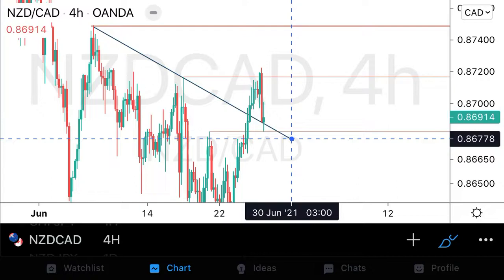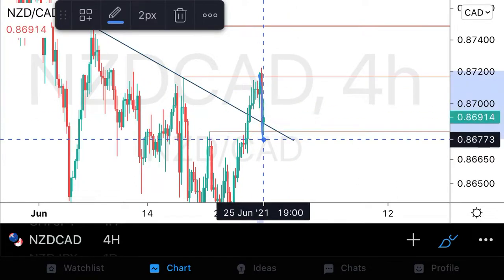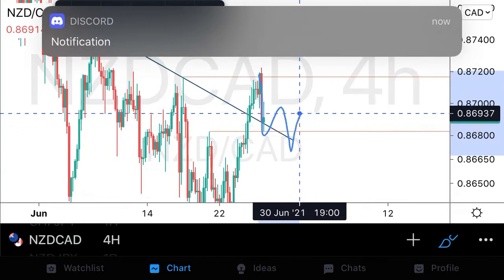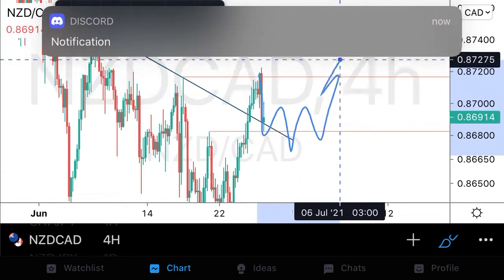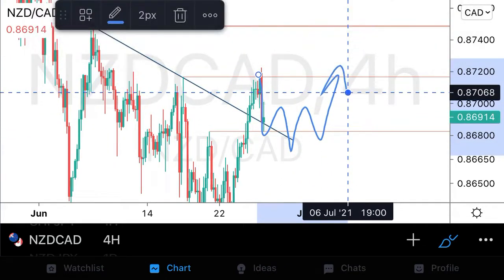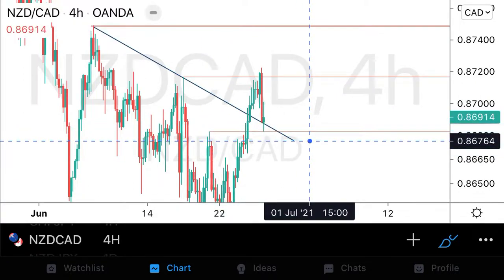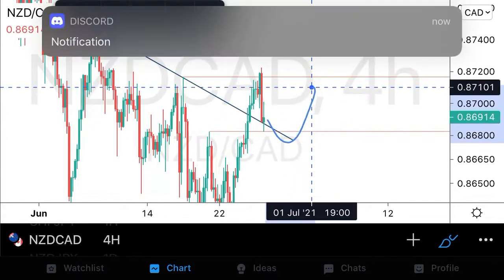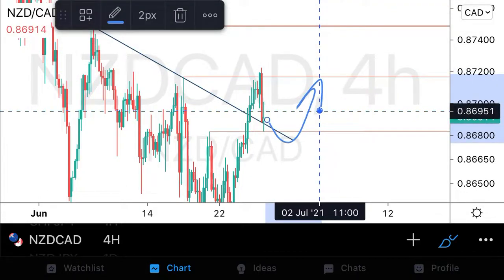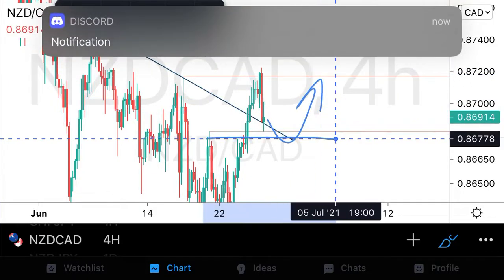First trading opportunity that we could be looking for on New Zealand dollar CAD is for us to see a reversal structure at this important swap area or important previous resistance that could function as support. So we are looking for a reaction and a reason for entry at this previous structural area here.